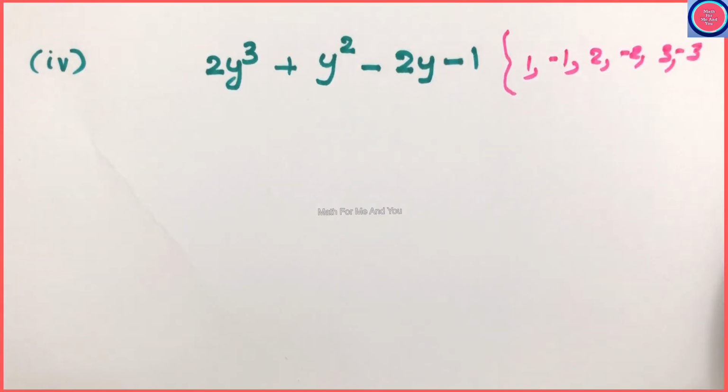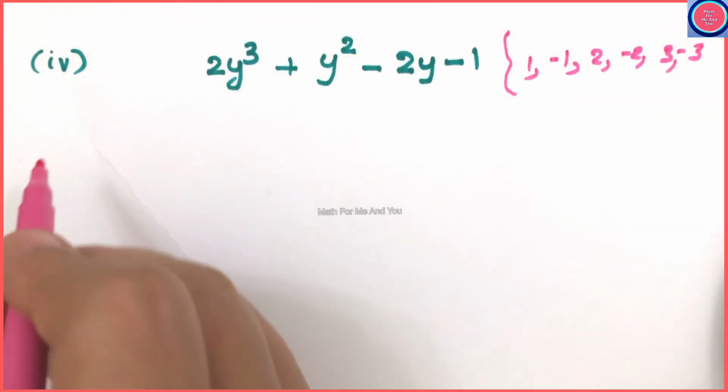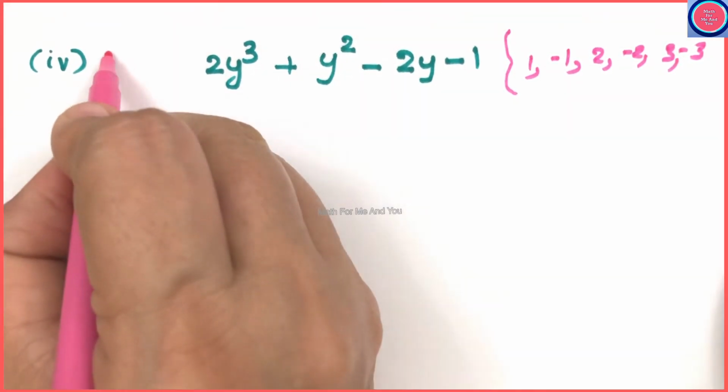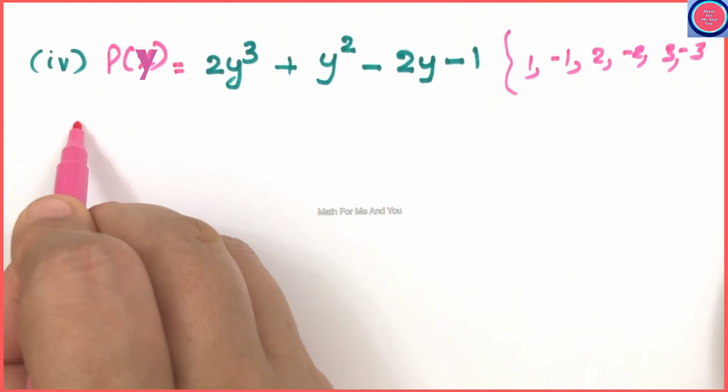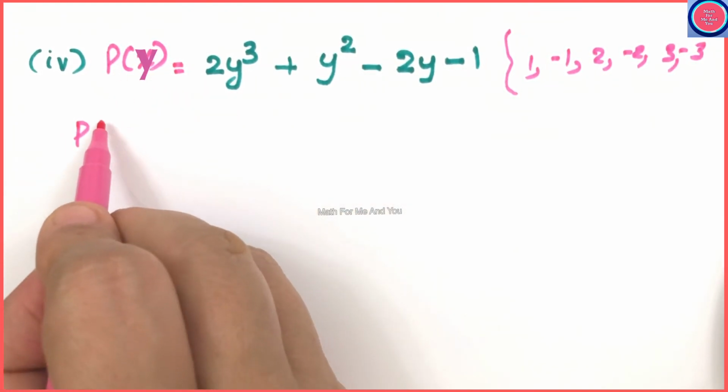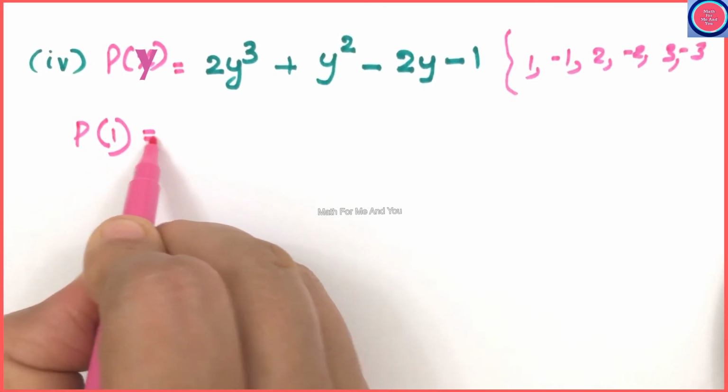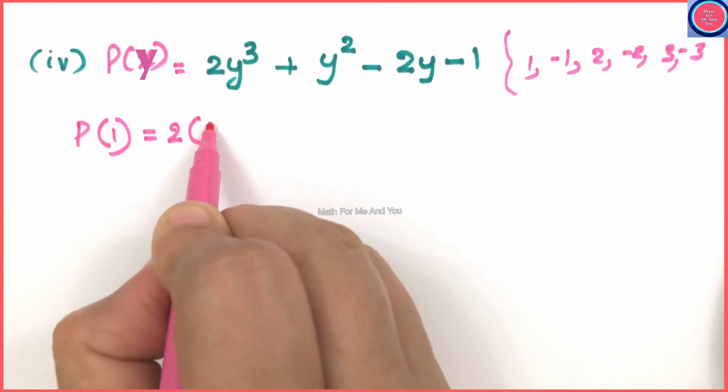Next polynomial is 2y cube plus y square minus 2y minus 1. This is a polynomial in y. We can write this as p of y. And then we are going to check which is the root of this polynomial. For that we will try with 1. P of 1. What is the answer? In place of y, give the value 1.